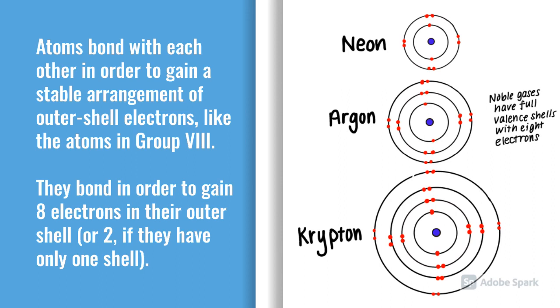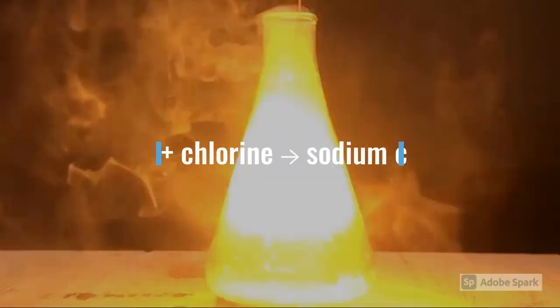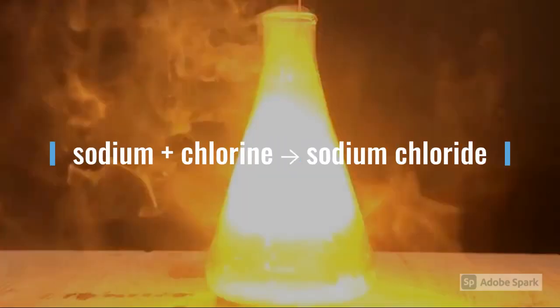Atoms bond with each other in order to gain a stable arrangement of outer shell electrons, like the atoms in group 8. In other words, they bond in order to gain 8 electrons in the outer shell, or 2 electrons if they only have one shell. So, let's see how these ideas apply to the reaction that we saw just now. Sodium plus chlorine reacting to form sodium chloride.